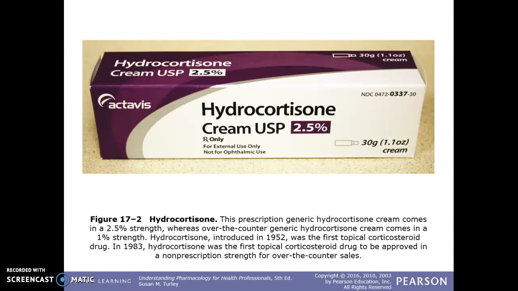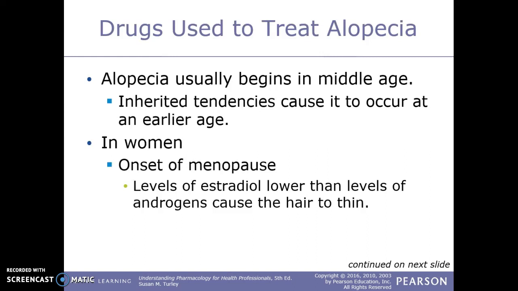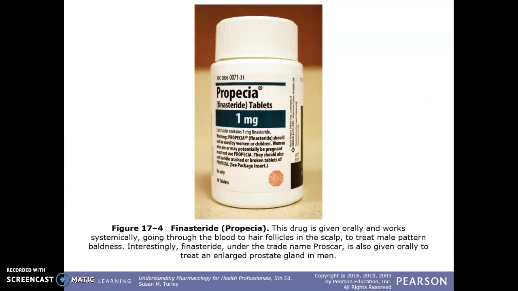Other than inflammation and itching, you're also going to see the condition called alopecia. Alopecia has to do with hair loss. And so depending on its cause and its onset, different things are used to treat it. So again, we're not necessarily going to always use topical, but there are some orals as well for this particular condition. So this is an example of an oral medication that works systemically. It's going to go through the blood to the hair follicles, and it's going to help in that way.